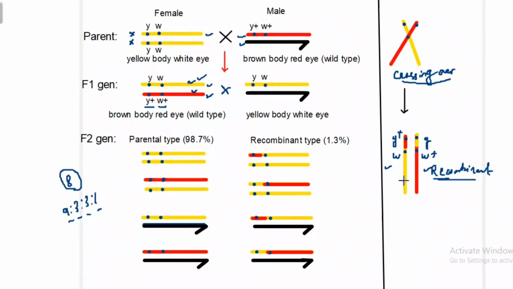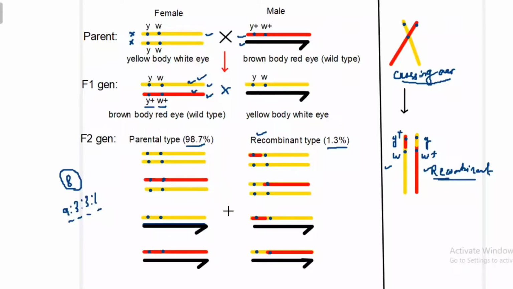Okay, and if there is recombination in some of the meiosis, because this is not a compulsory event, crossing over is not a compulsory event. It may occur, it may not occur, and it may occur at any place, not exactly at this place. Okay, so only 1.3% of recombinant offsprings he obtained, and maximum 98.7% were the parental ones.